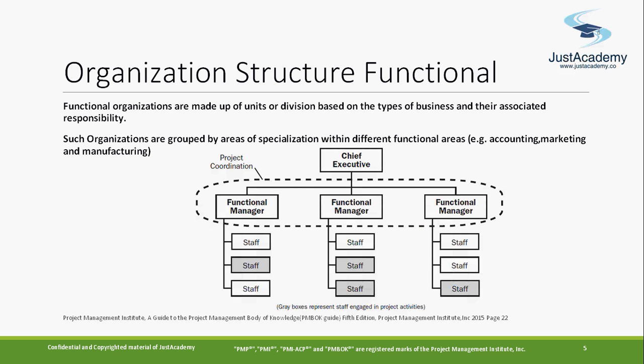That is the type of organizational structure you find. A functional organization is made up of units or divisions based on the type of their business and their associated responsibilities. The organization is grouped by area of specialization within the functional areas: accounting, marketing, manufacturing, engineering. They have grouped it by area of specialization.